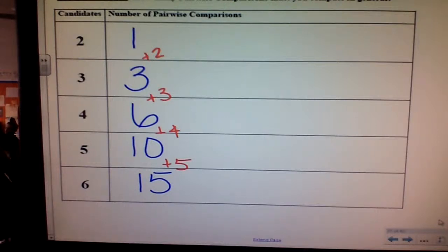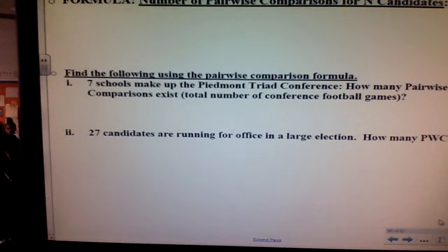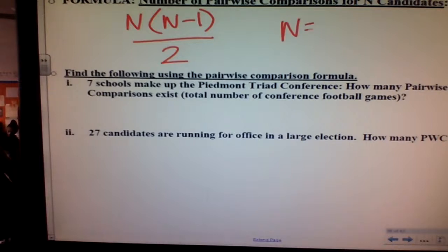If I tell you there's 78 candidates, how many comparisons do you have? Who's gonna sit there and keep adding? You don't got time for that. Okay. So that leads me to this: your magical formula. N times n minus 1 divided by 2, where n is the number of players.